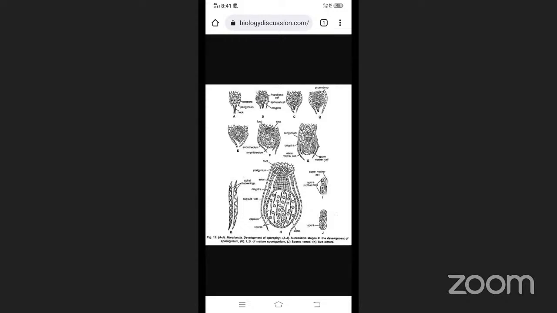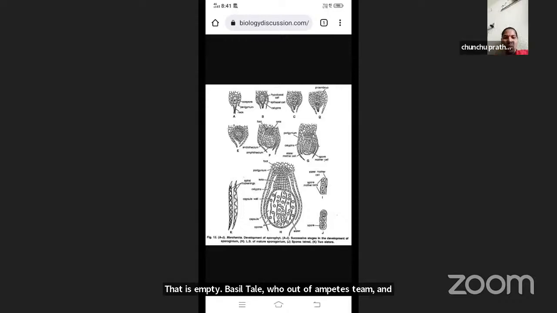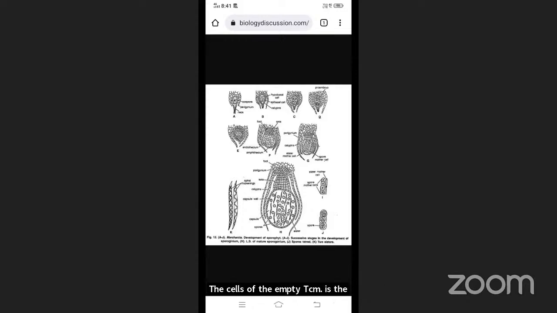Inside the capsule, the amphibasal tier develops into the outer amphithecium, and the inner one is the endothecium. The cells of the amphithecium divide to form the jacket cells of the capsule, and the endothecium forms the archesporium, which further divides to result in the sporogenous tissue. The sporogenous tissue forms the spores or spore mother cells.